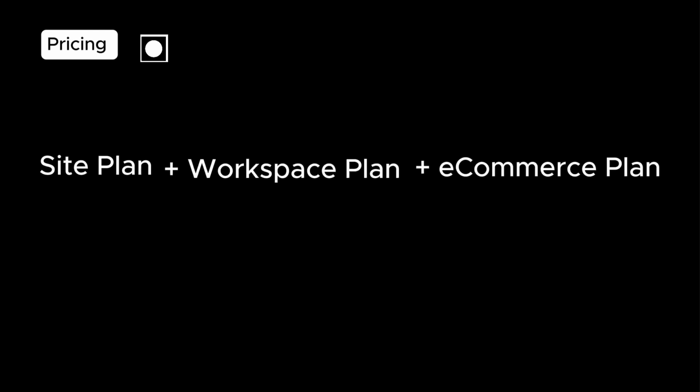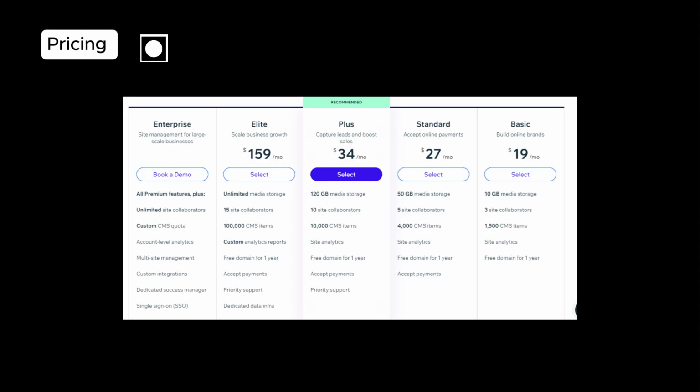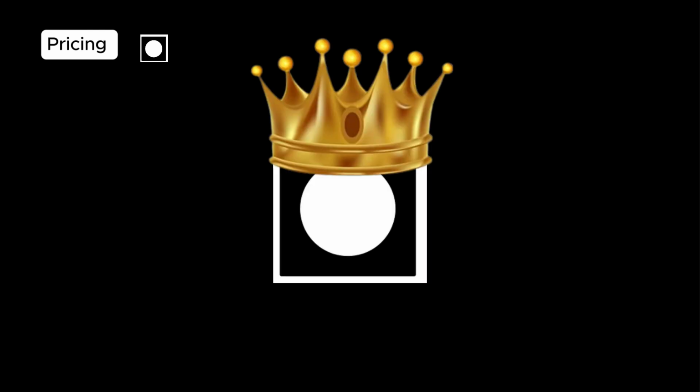But in Wix Studio, the workspace plans are integrated in the site plans, saving you the headache of confusion. The lowest pricing starts at $19 and can go all the way to $159. This may seem pricey compared to Figma and Webflow, but it's justified considering they also provide e-commerce, workspace, and site costs in one plan. So here the winner is Wix Studio.